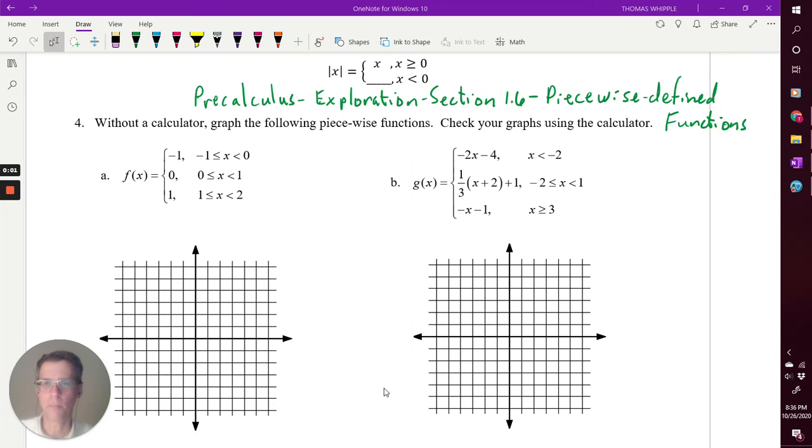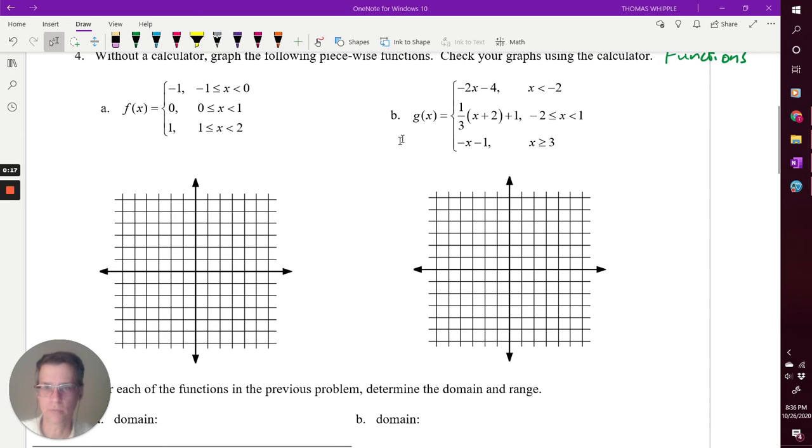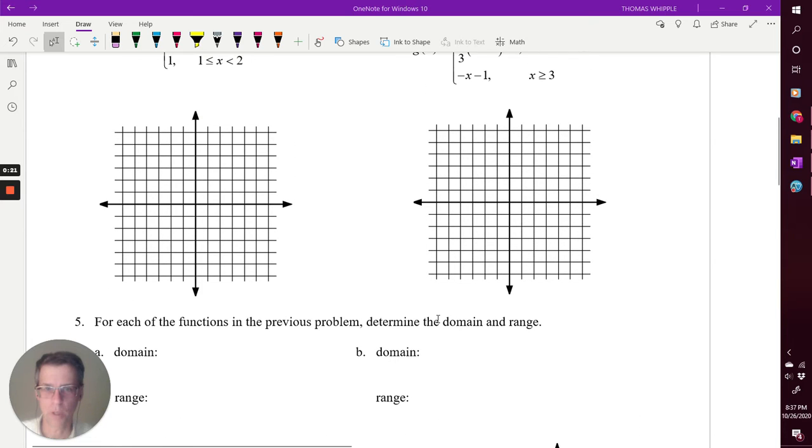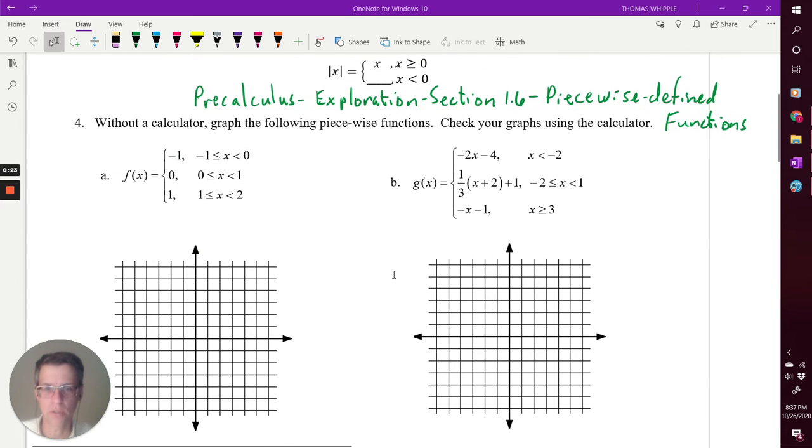Hi everyone, I'm back here to finish up the exploration for section 1.6, which is on piecewise defined functions. I believe the other video got all the way through number 4a, and we mainly just want to take care of 4b here as well as 5b down below it, where we find the domain and range.